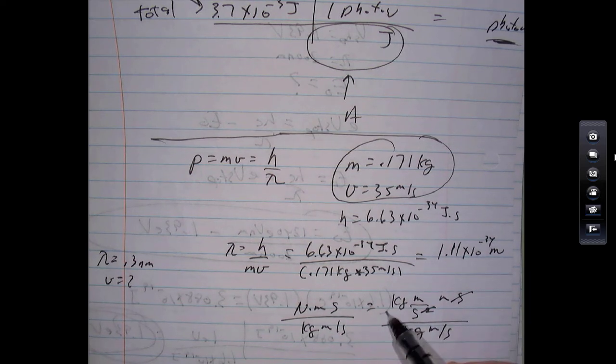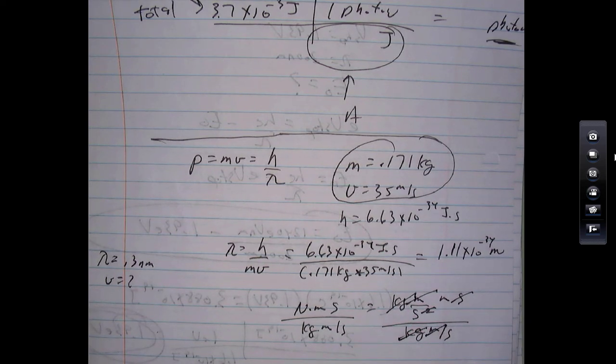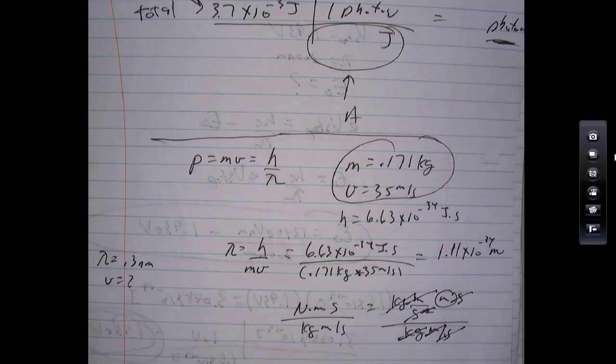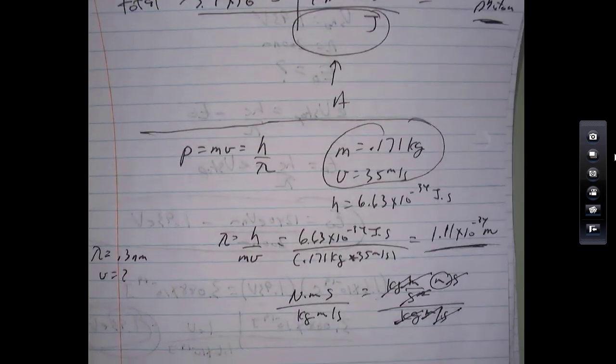There's a kilogram and a kilogram. Those cancel. There's a meter and a meter. Those cancel. Here's a second and here's a second. So this second would come up to the numerator, and this second is in the denominator. The seconds cancel, and the only thing we're left with is meters, which it should be. Everything's in SI units, but as you see it does come out in meters. So really small wavelength associated with the space ball.